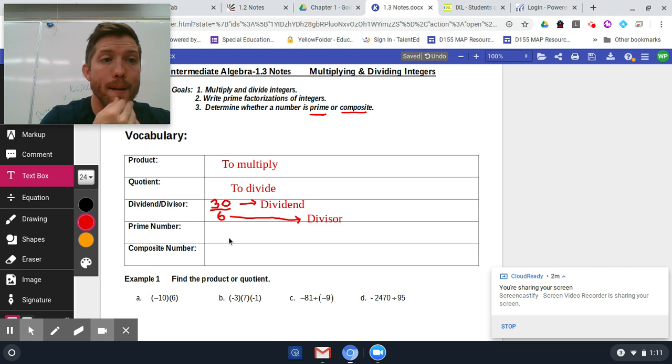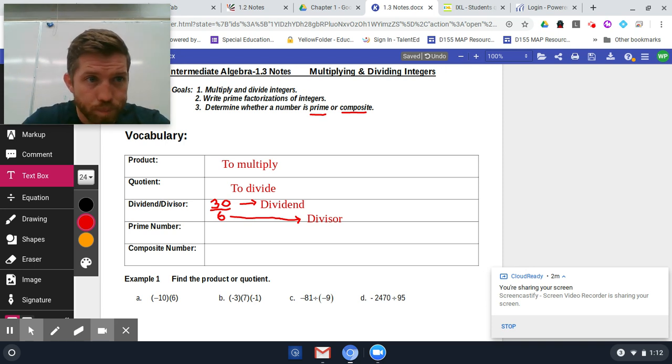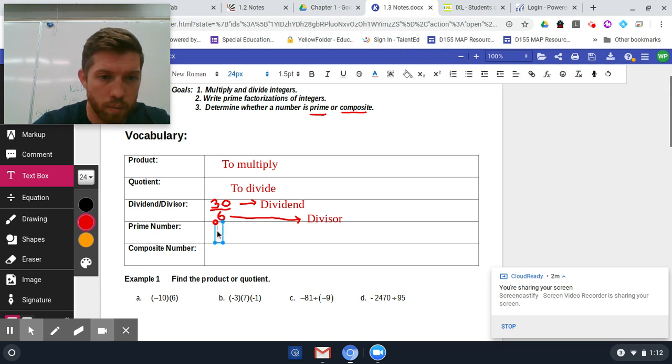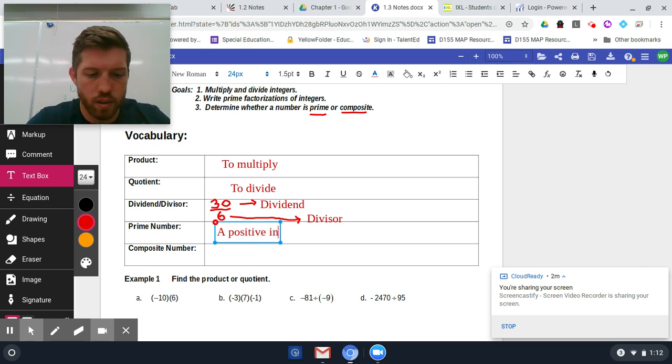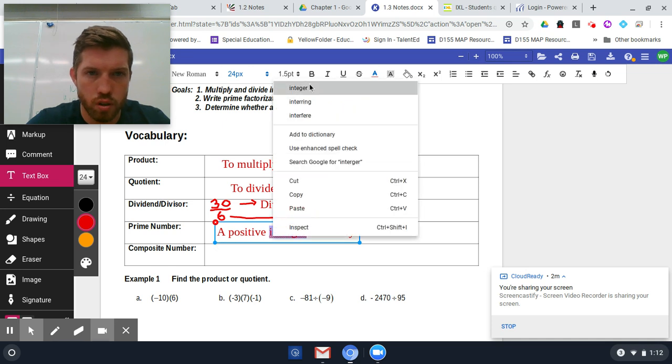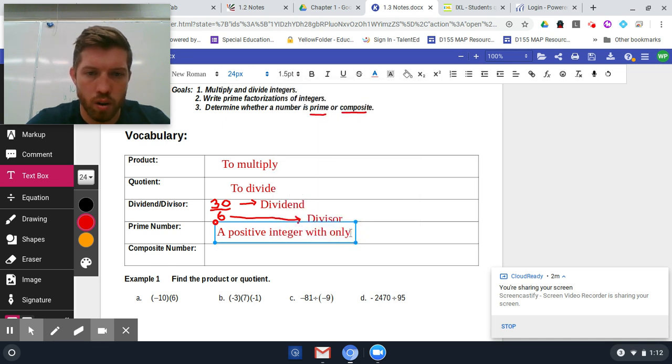All right. We have prime numbers. Now, prime numbers are very unique numbers in math. We're going to talk about them a lot this year, and a lot of you guys will take college algebra next year, and we'll talk about that a ton in college algebra. A prime number, I'm going to type this out, is a positive integer, which is a number, with the only factors being 1 and itself.